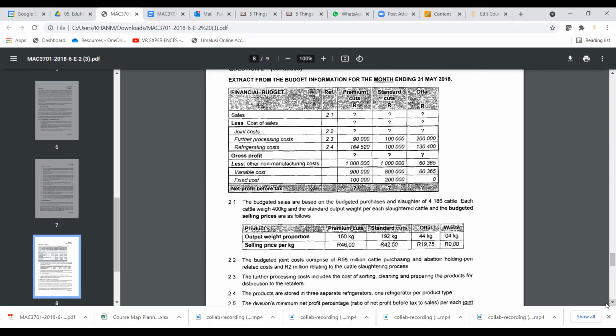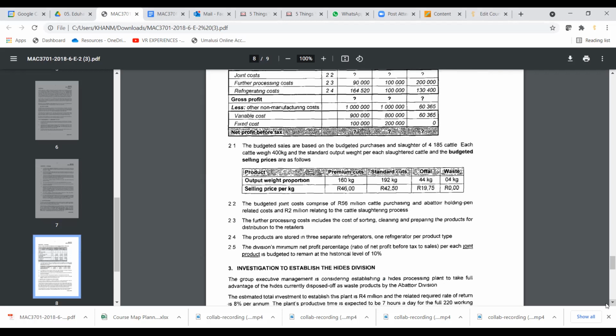Okay, let's just have a look. So they say the budgeted sales are based on the budgeted purchases and slaughter of 4185 cattle. Each cattle is 400 kilograms, and the standard output weight per each cattle and the budgeted selling price are as follows.